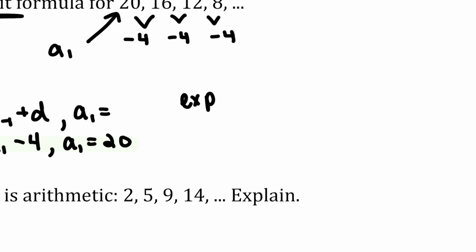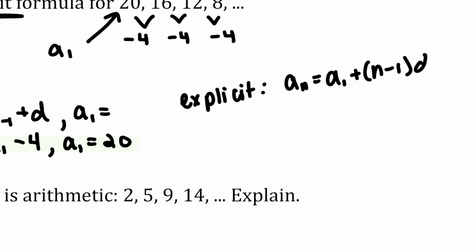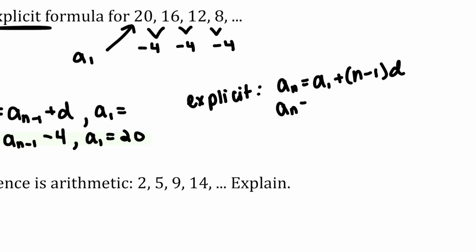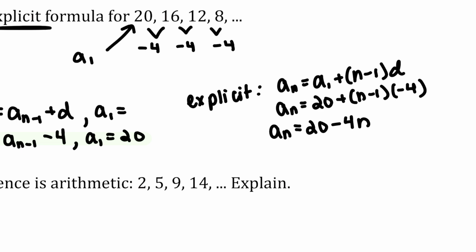And now I'm moving on to explicit. Our explicit formula is going to be a_n equals a_1 plus (n minus 1) times d. So a_n is equal to 20 plus (n minus 1) times negative 4. So I'm going to simplify. We have negative 4n because we need to distribute negative 4 onto each term here. Negative 1 times negative 4, positive 4. So our a_n is equal to negative 4n plus 24. So our explicit formula, did it again, is that.